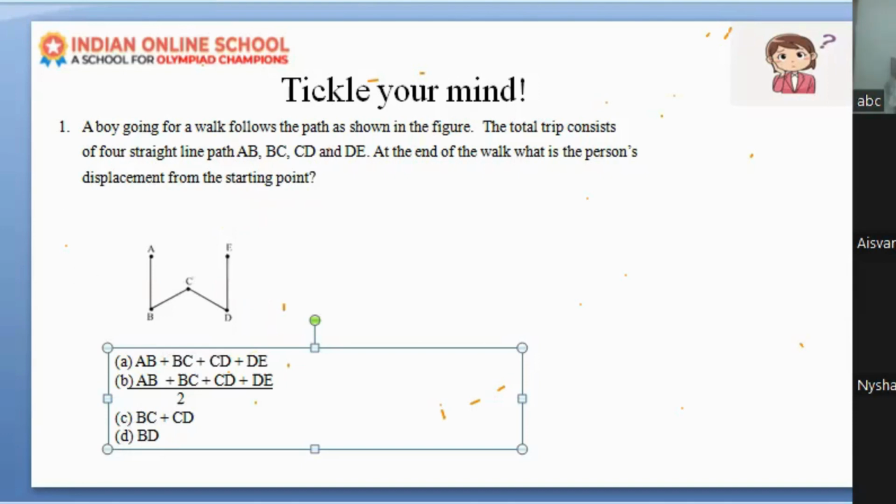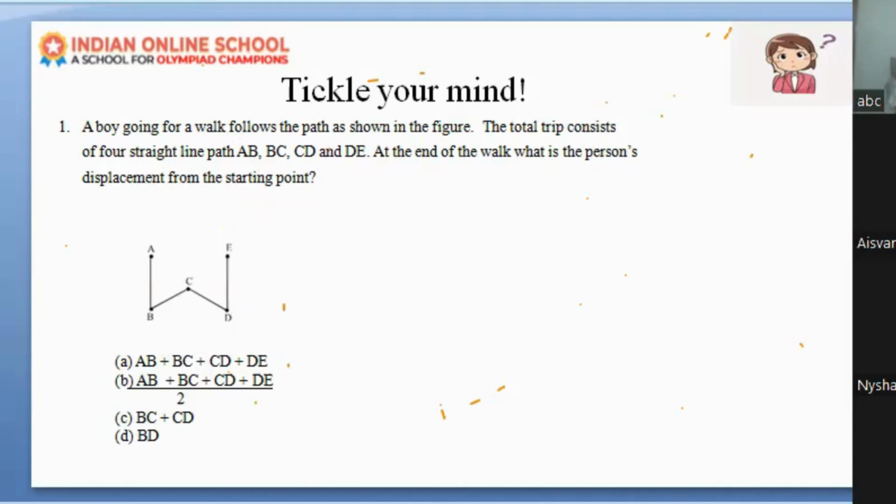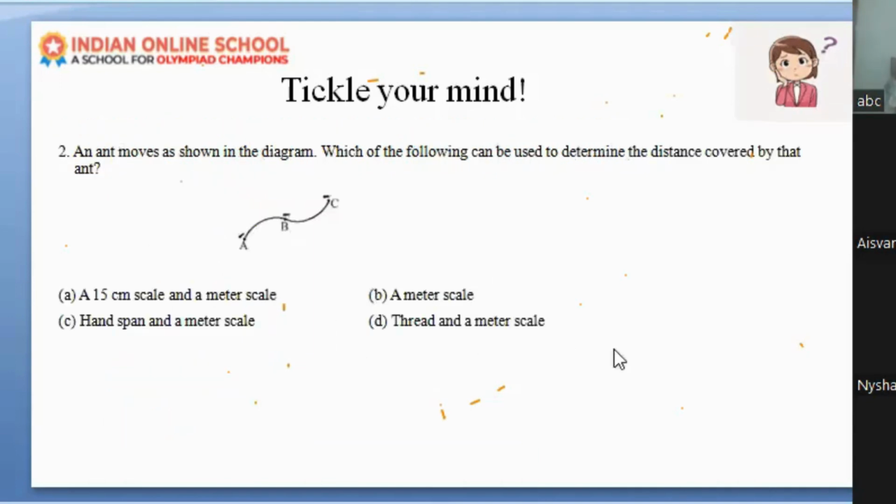Let me ask you the next question. Students, please see the next question and try to solve it from your end. Here I am asking you, an ant moves as shown in the diagram. Which of the following can be used to determine the distance covered by that ant? Usually ants move in a straight line, but here the ant is moving in a curved line. So how can we measure how much distance the ant is covering?